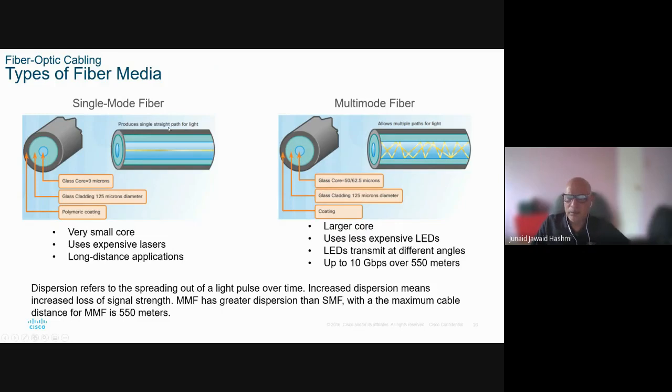So single mode produces a single straight path for the light, and multi-mode allows multiple paths. So what's the difference? The core is small and it uses an expensive laser, and they can be used in long distance applications. So therefore they're more expensive. And multimode fibers are used more. The core is larger, right? And they're less expensive. Okay.